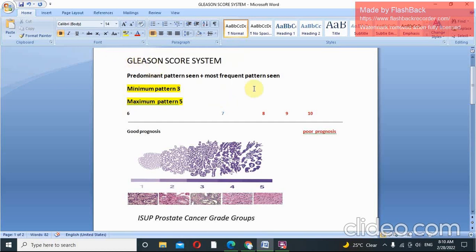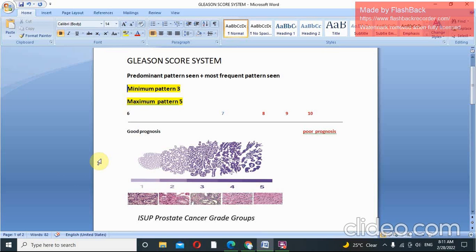Okay, so let's discuss the Gleason score system. This system is generally responsible for giving you the exact grading of prostate cancer. If a patient is presenting all of the symptoms or the predominant symptoms of prostate cancer, you will suggest the patient undergo a biopsy, and after the biopsy, you will conclude the grade. Okay, higher the grade, poorer the prognosis. Meaning if the grade is less, then there is a good prognosis, right?